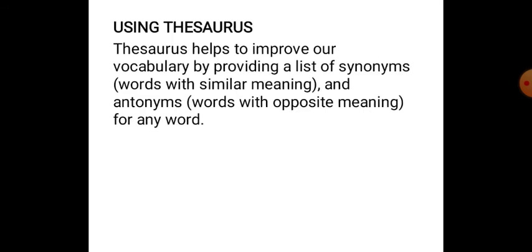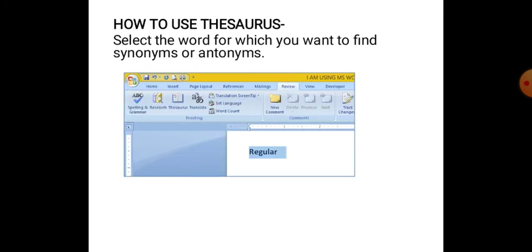Another feature we use in MS Word is a thesaurus. What is a thesaurus? Children, a thesaurus helps us by improving our vocabulary. It provides us a list of synonyms and antonyms. Synonyms means words with a similar meaning, and antonyms means words with the opposite meaning. And we can use the thesaurus to type the text in our document. Children, the thesaurus option is also very helpful for us. Now we will learn how we can use it.